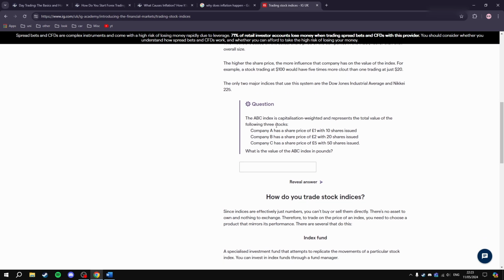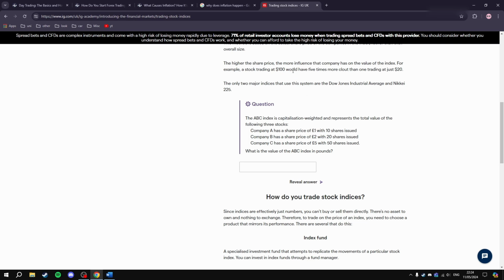Question: the ABC index is capitalization weighted and represents the total value of the following three stocks. Company A has a share price of £1 and 10 shares issued. Company B has a share price of £2 and 20 shares issued. Company C has a share price of £5 and 50 shares issued. What is the value of the ABC index in pounds?